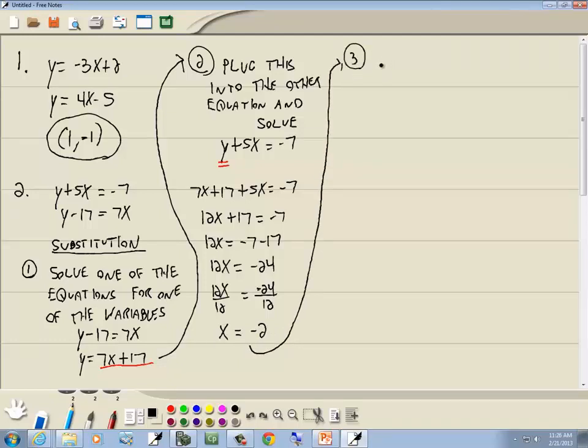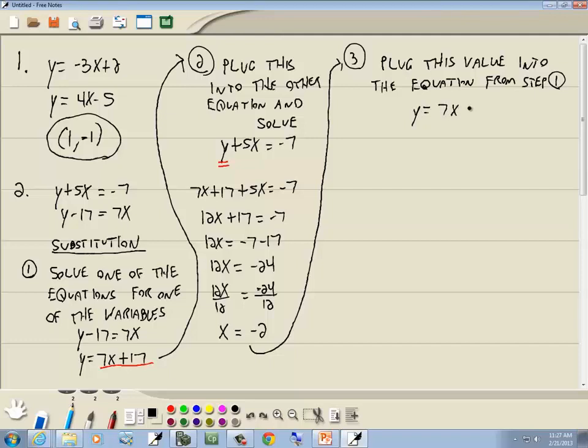Now step 3. Plug this value into the equation from step 1. So over here at step 1, we have y is equal to 7x plus 17. Now this is always the perfect one to plug it into, because it's already solved for the other variable. So it'll save you work if you always pick that one.